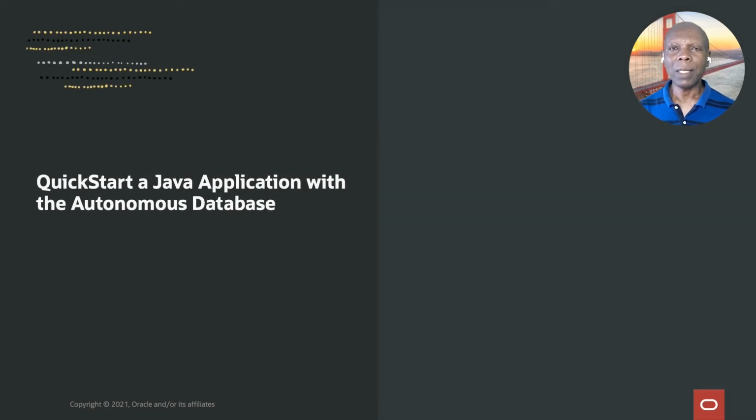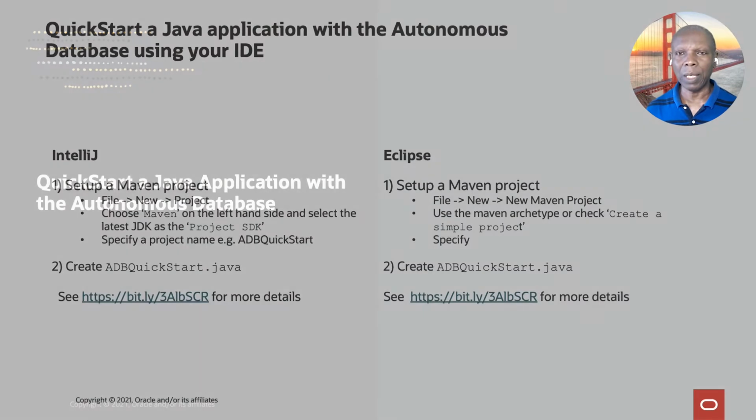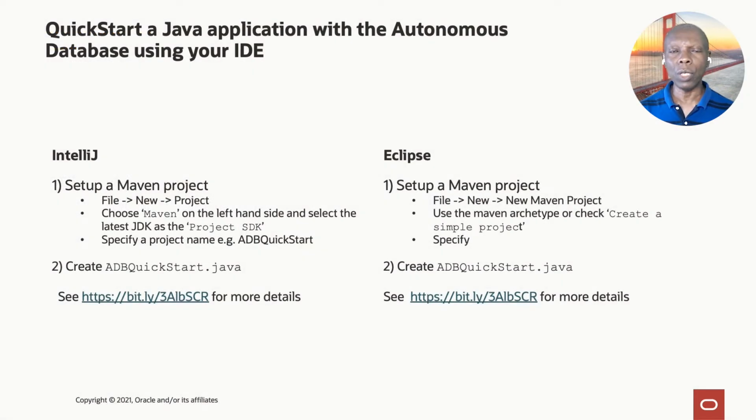So, quick start a Java application with the Autonomous Database, where you can use your favorite IDE, either IntelliJ or Eclipse. All you have to do is go to your IDE, File, New Project, and follow the steps. You can source the Java code using our sample code on GitHub, and you can see the link over here, or you can come up with your own application. It's as simple as that, and you could do the same thing using Eclipse.